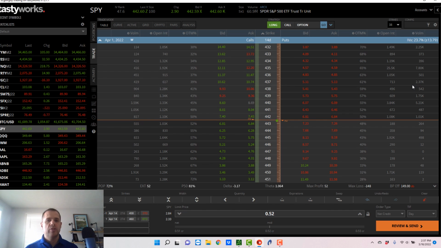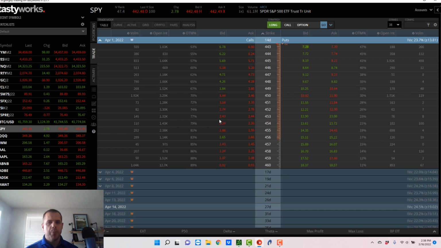The gamma is more significant, meaning the options are going to react faster to changes in stock price. I also want that because I'm looking for a very short duration trade. All right, so we're looking at the April 1st weekly options with 14 days left to expiration.